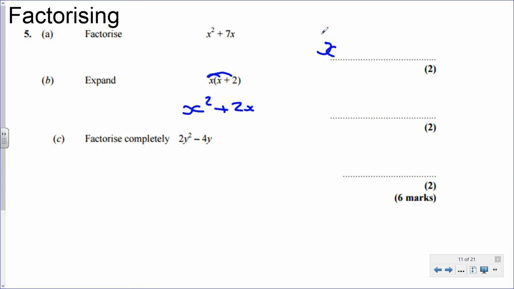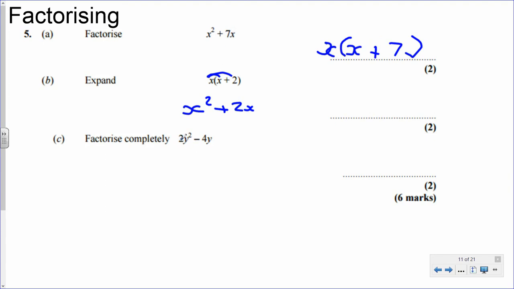Okay. Then I need my brackets open here. Now, what would I have here that when I times it by x would give me x squared? Well, that's going to be x. And then what would I have here that when I times it by x would give me 7x? Well, that is just 7. And a plus sign in the middle there because that's plus 7x.